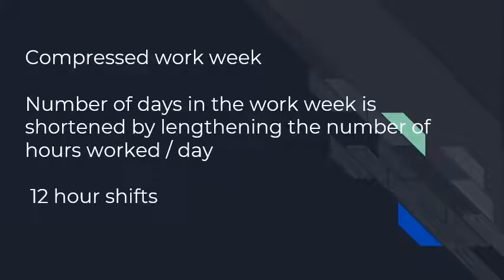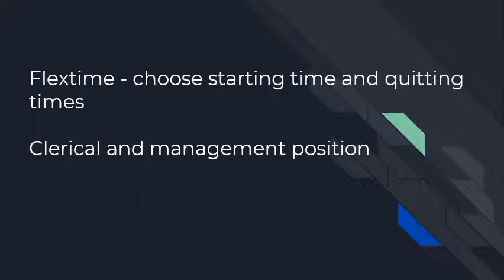A compressed work week is defined as a work week in which the number of days is shortened by lengthening the number of hours worked per day. An example of this is the 12-hour shifts. Flexi time is defined as choosing the starting and quitting times of a job. Some of these examples are seen in clerical and managerial positions.